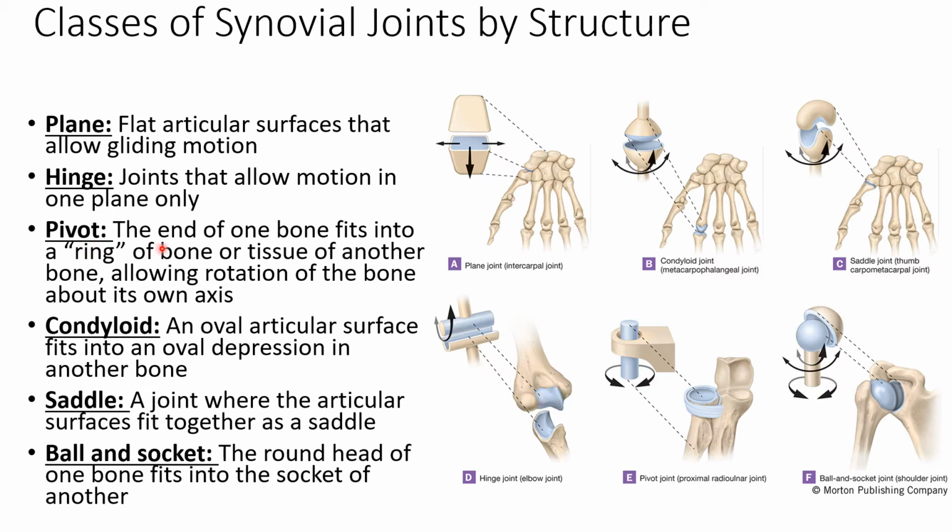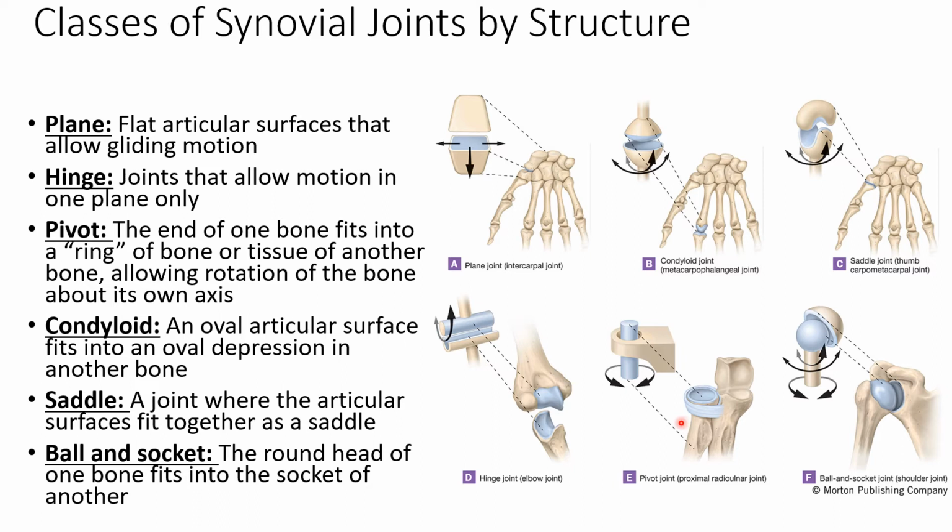Pivot joint, so the end of one bone fits into a ring of a bone or a tissue of another bone, allowing rotation of the bone about its own axis. A great example of that would be the atlantal axial joint. Right here we have the proximal radial ulnar joint. That's a good example as well for a pivot joint, but really the great example is that atlantal axial.